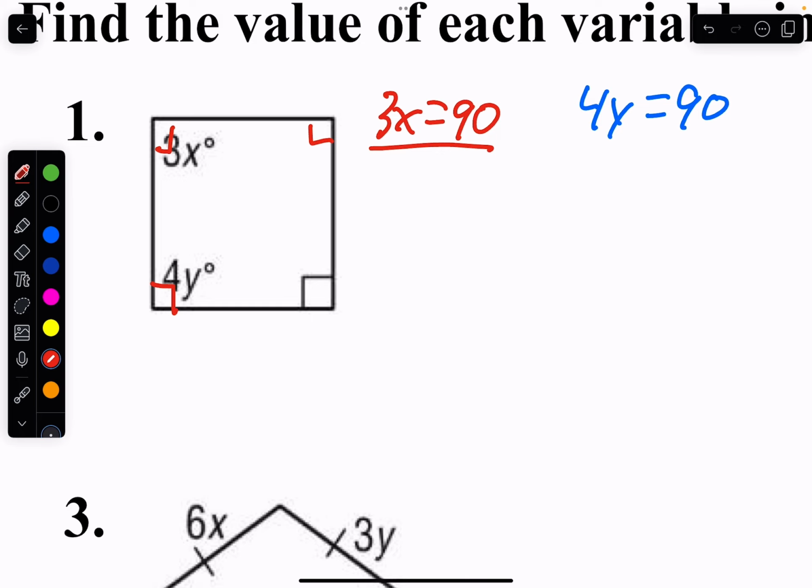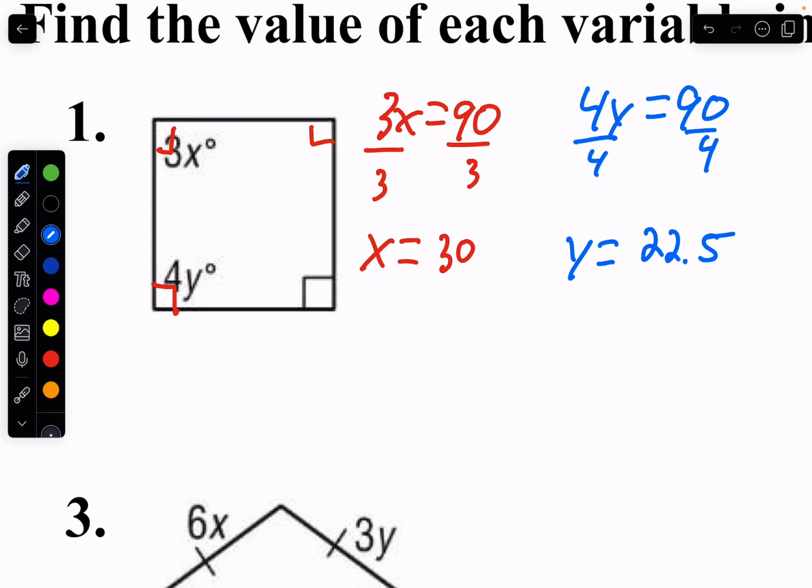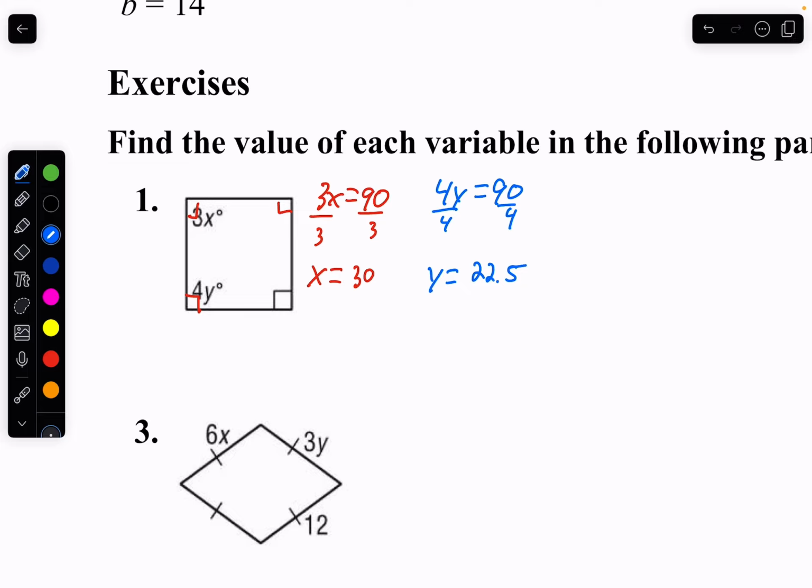So now you do a little bit of algebra. You divide by 3. x equals 30, and you're done with that problem. And then for the other one, you divide by 4, you divide by 4, and then you say y equals 22.5. Just like that. And you are done with that problem.